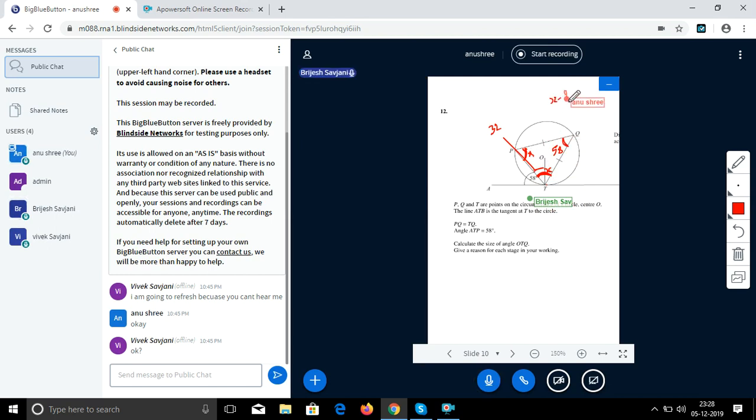So you do 180 minus 58 divided by 2, and you get 61. Yes. So this whole angle is 61 degrees. This part is 32 degrees. So 61 minus 32, which means that the other one is 29. So angle OTQ is 29 degrees. Is this clear? Yeah. Okay.